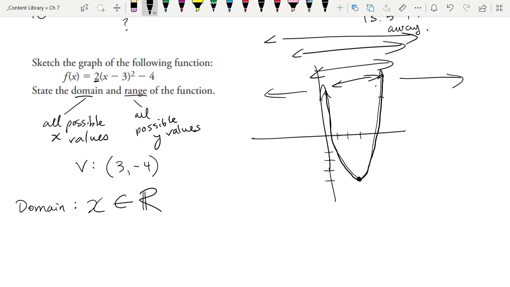We have another notation. We could also write in interval notation that x can be from -infinity to infinity. Again, this is set notation. This is interval notation.